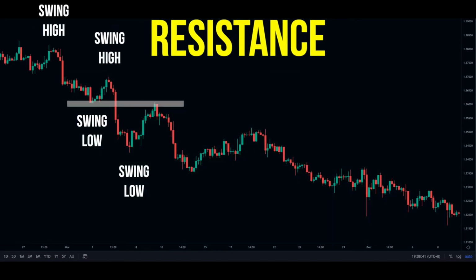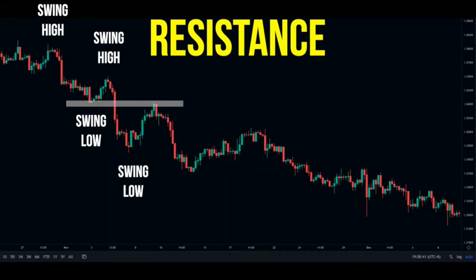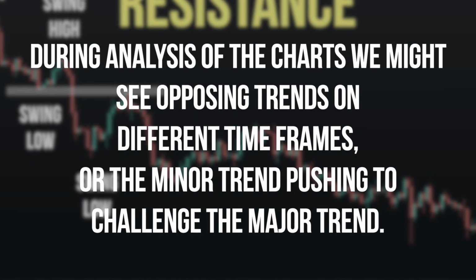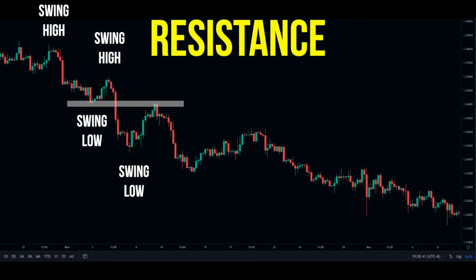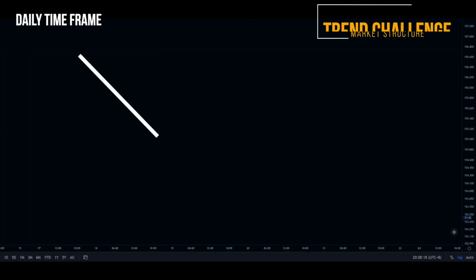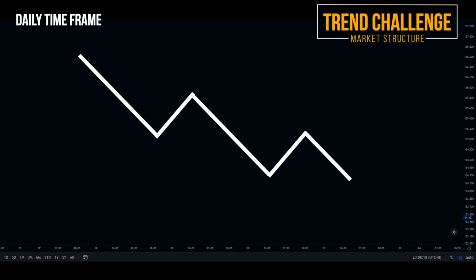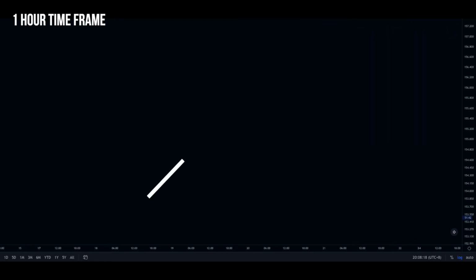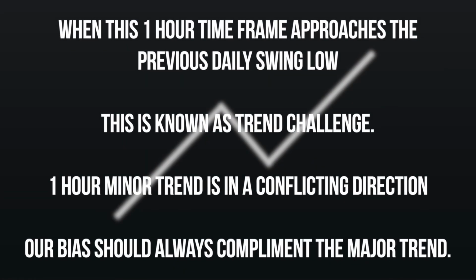Regularly, when we're doing a top-down analysis of the charts, we might see opposing trends on different time frames, or the minor trend pushing to challenge the major trend. For example, let's say this is a daily time frame. Price is in a downtrend, but when we switch over to the 1 hour time frame, price is seemingly in an uptrend. When this 1 hour time frame approaches the previous swing low, this is known as trend challenge, because the 1 hour minor trend is now challenging the daily major trend.